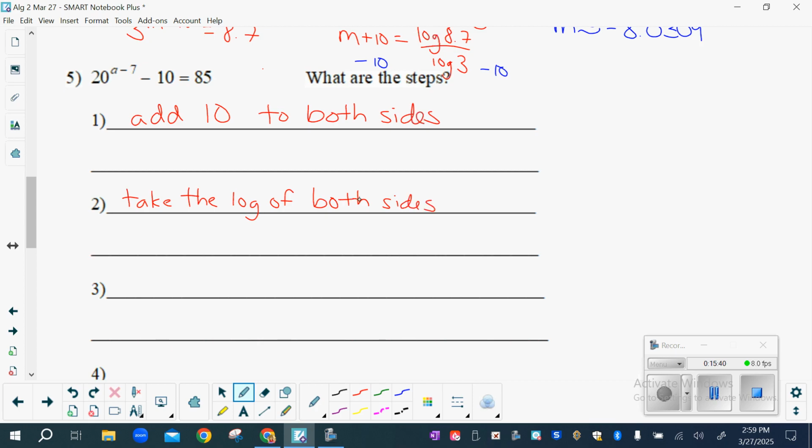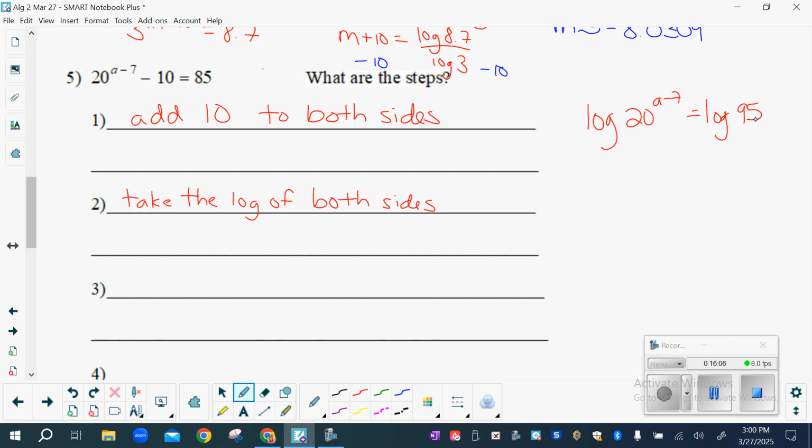And so then, I know. Rustin. I know. Okay, yes. What do we do next? Don't you want to divide it by log or something? So before we do that, we need to move. So once we add 10, this is what we get. And then we take the log of both sides. We have the log of 20 to the a minus 7 equals the log of 95. What would we do next after that?